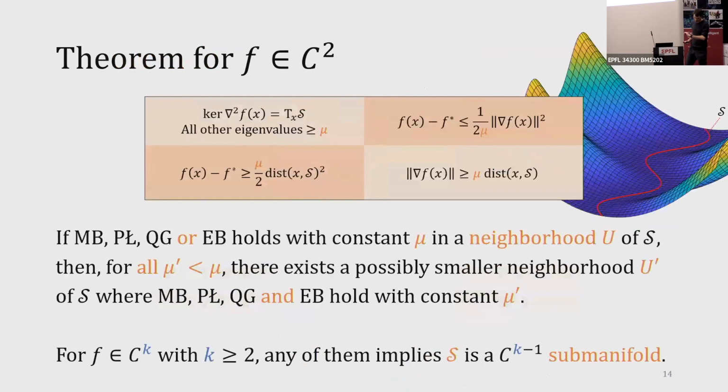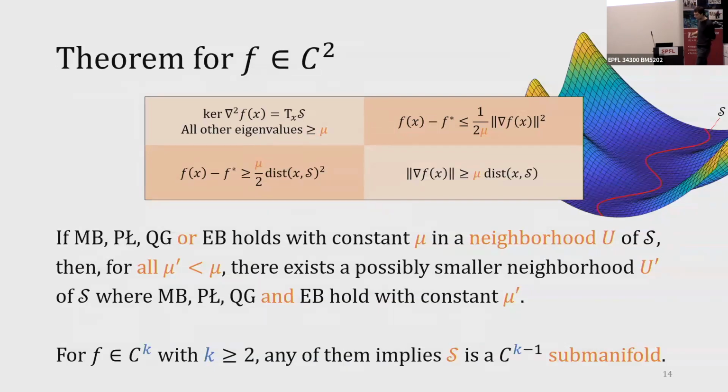So a little bit more precisely, these four conditions, with some constant mu defined locally around a set of minimizers, what you can say is that if any one of them holds with some constant mu in some neighborhood of the set of minimizers, then actually all four of them hold with any mu prime as close as you want to mu, but not necessarily equal to mu. You do lose something in general. In a possibly smaller neighborhood, but one neighborhood for all of them, with the constant mu prime.